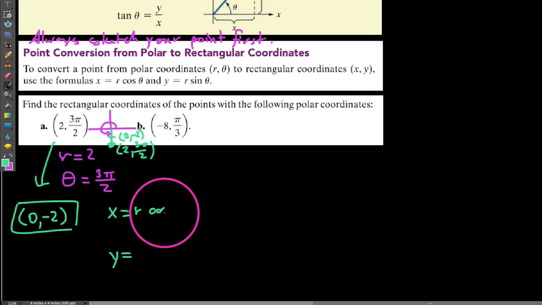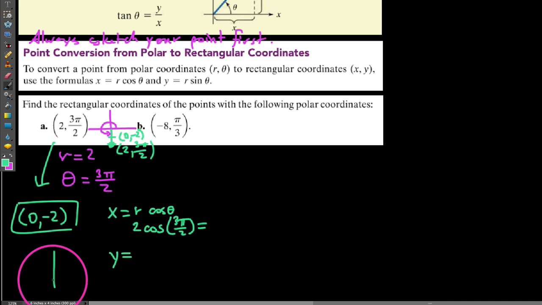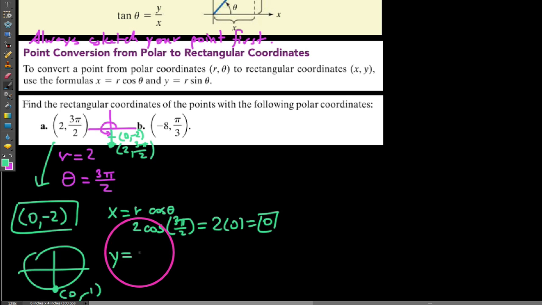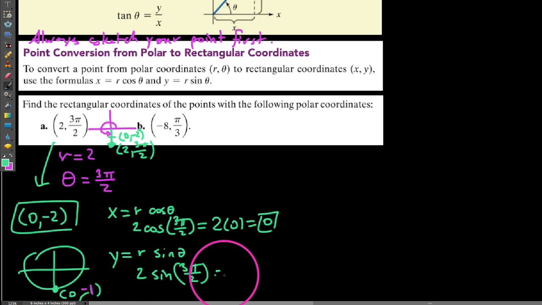We have r cosine theta for x. Our r in this case is 2, and we have the cosine at 3 pi halves. What is the cosine value at 3 pi halves on the unit circle? We can see that our cosine value is 0. So we get 2 times 0, or 0, as our x value. Now for our y value, this is r times the sine of our angle. So our r value, 2, times the sine of 3 pi halves. Our sine value at 3 pi halves is negative 1. So we get 2 times negative 1, which is negative 2.